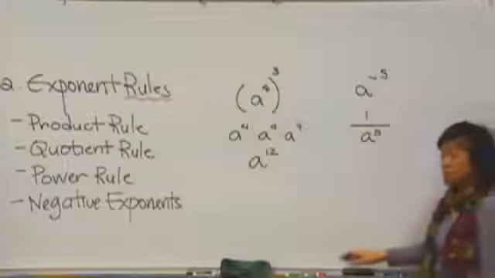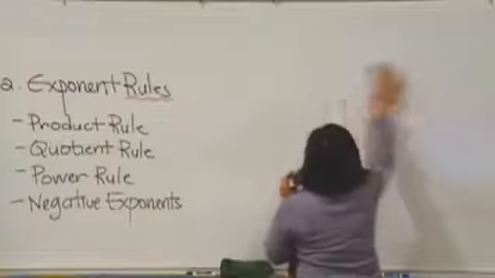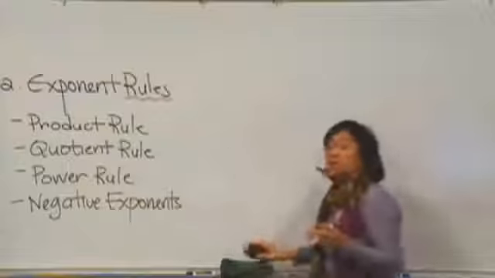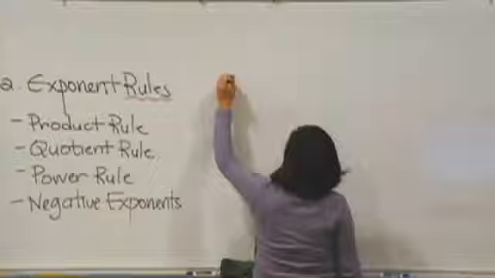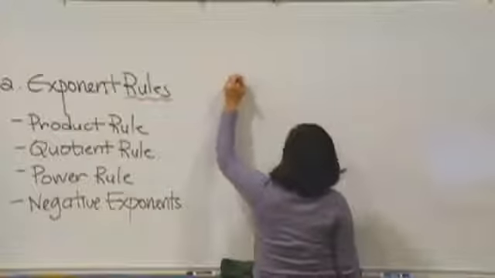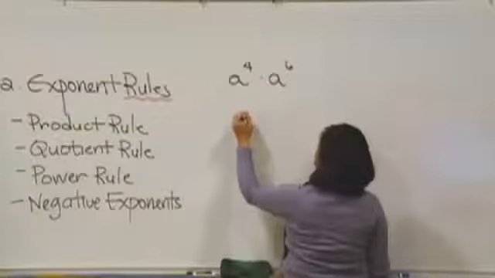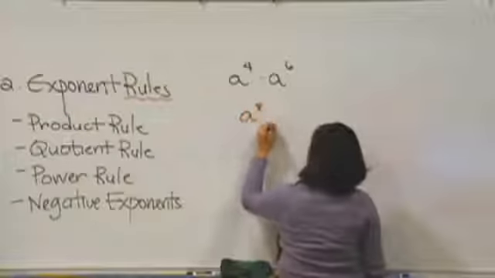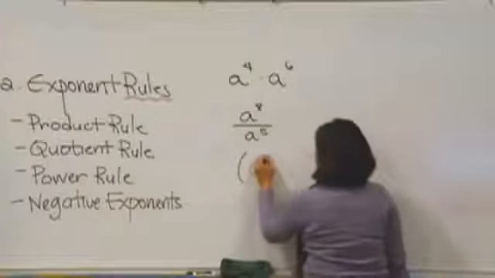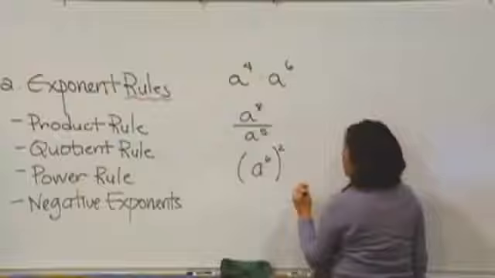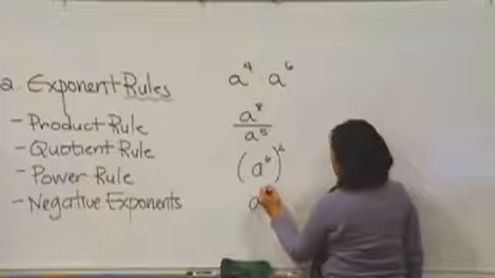So here, why don't I give you some to try? Remember that what you want to do is you want to hit the pause button, try them, and then I'll work them out for you after you paused and tried it yourself. So let's try a product: a to the fourth times a to the sixth. We'll try a quotient, a to the eighth over a to the fifth. We'll do a power, a to the sixth to the second power. And then finally, we'll do a negative exponent, a to the negative 8.